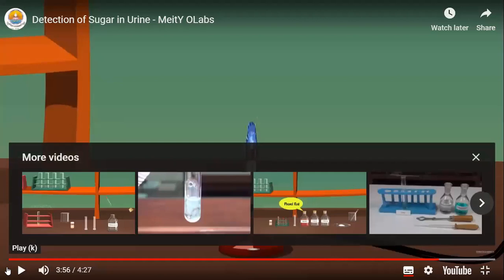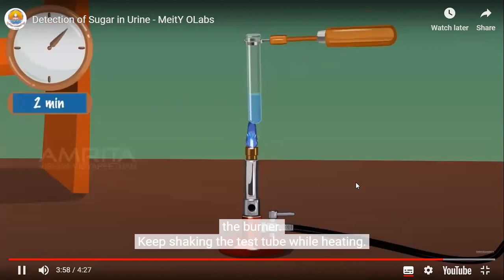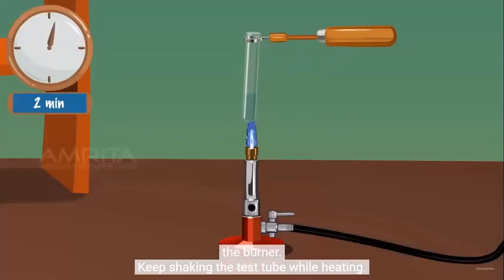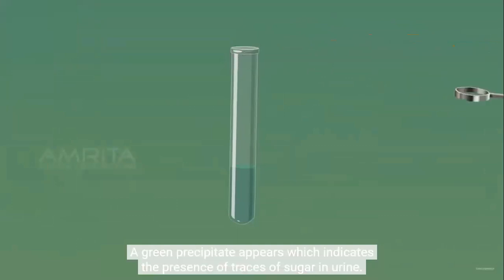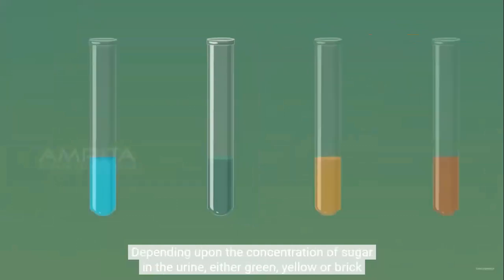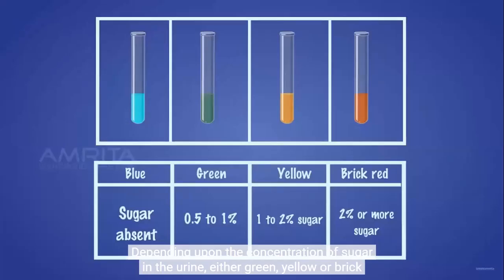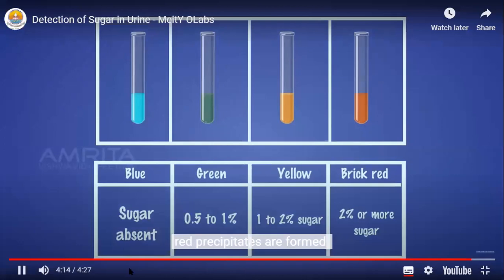So in this Fehling's test, we have taken 2 ml of urine sample, then 2 ml Fehling's A and 2 ml Fehling's B, and then we heat it on the flame, shaking the test tube while heating. A change to a green color precipitate appears, which indicates the presence of traces of sugar in urine. Depending upon the concentration of sugar in the urine, either green, yellow, or brick red precipitates are formed.